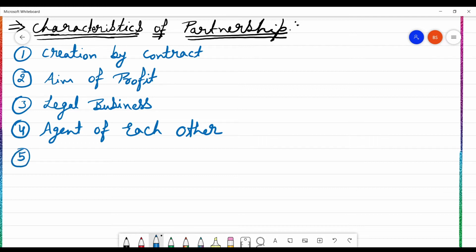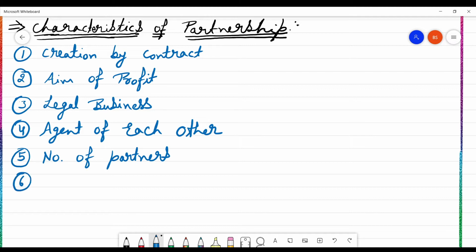Fifth, number of partners. According to the Companies Act 2013, the maximum number of partners can be 100, and according to the Companies Act 2014, the maximum number of partners can be 50 in a firm.